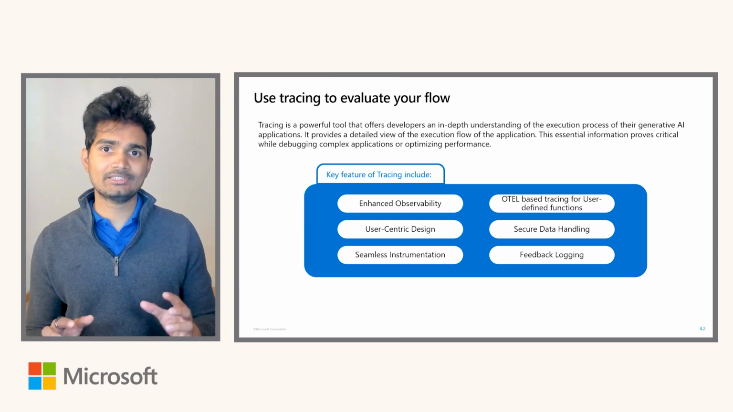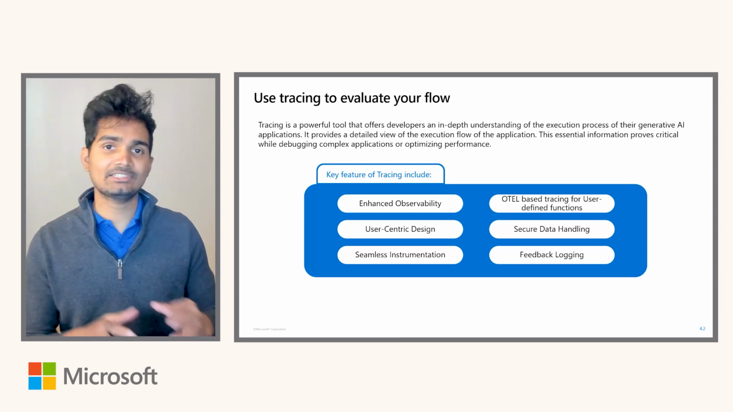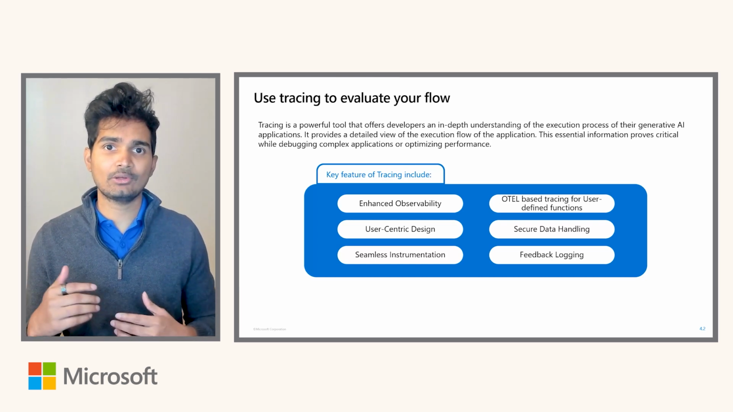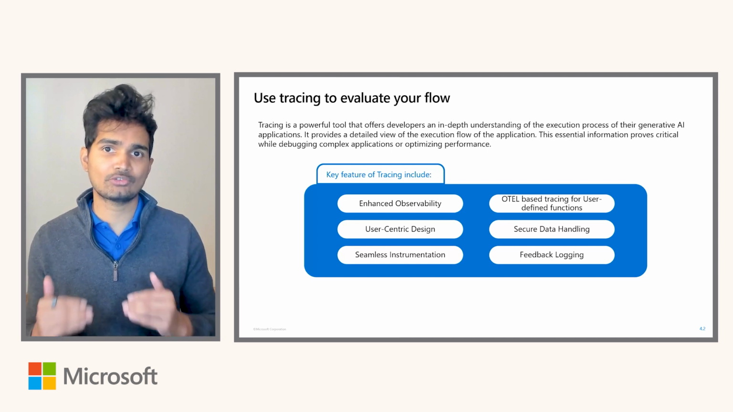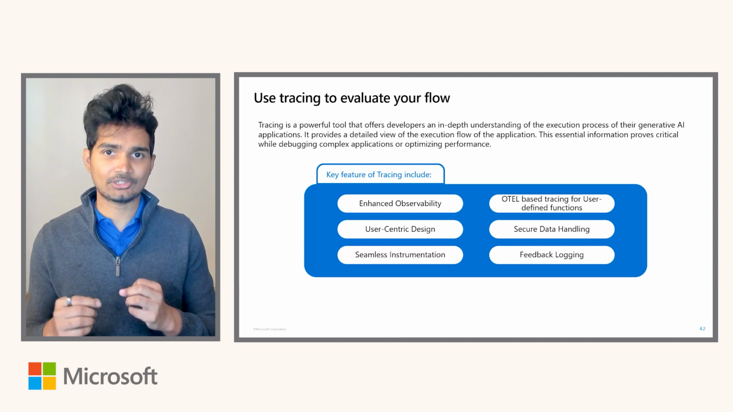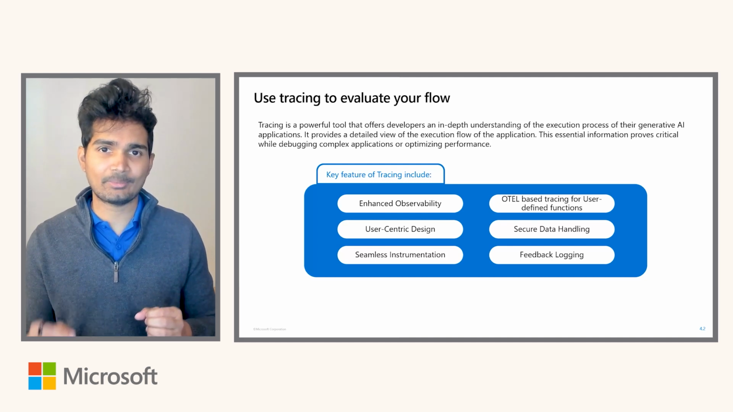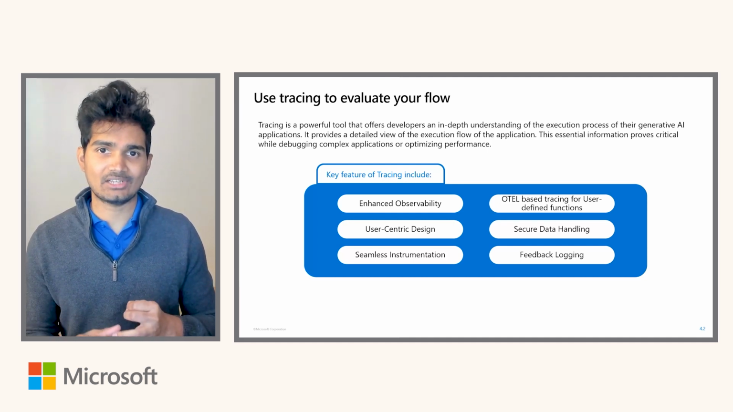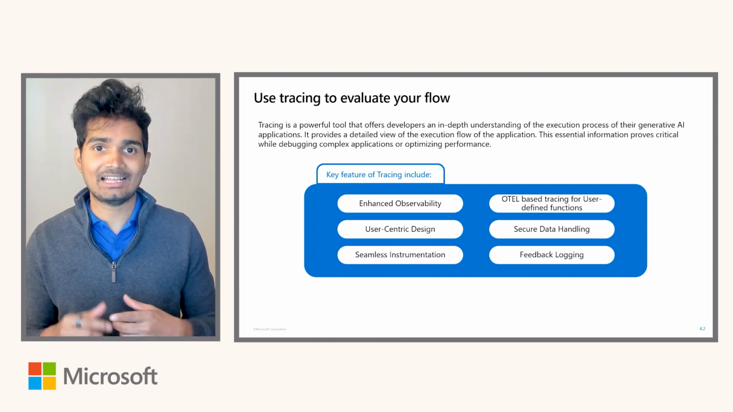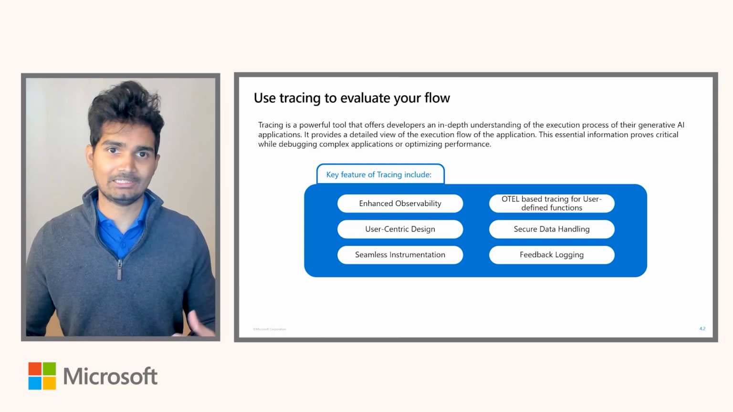It is important to understand tracing. Tracing allows you to analyze and monitor the execution flow of your application, which is crucial for debugging intricate applications. Some key features include enhanced observability, user-centric design, user-defined functions, secure data handling, and feedback logging.